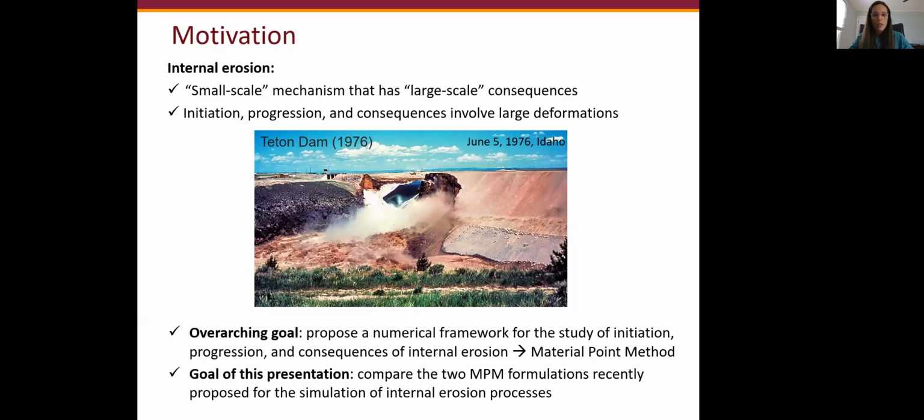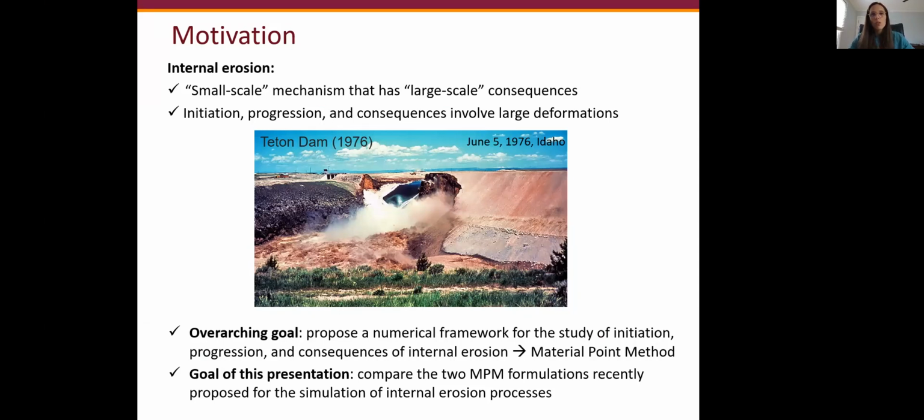However, the numerical study of internal erosion is challenging. This is because, despite the initiation and progression of this mechanism depending on particle-to-particle interactions and being considered a microscale process, its consequences can trigger large deformations and have large impacts. One example is the global failure of the Teton Dam in 1976, the one presented in this picture. So it's challenging to find a unique framework that can simulate everything together.